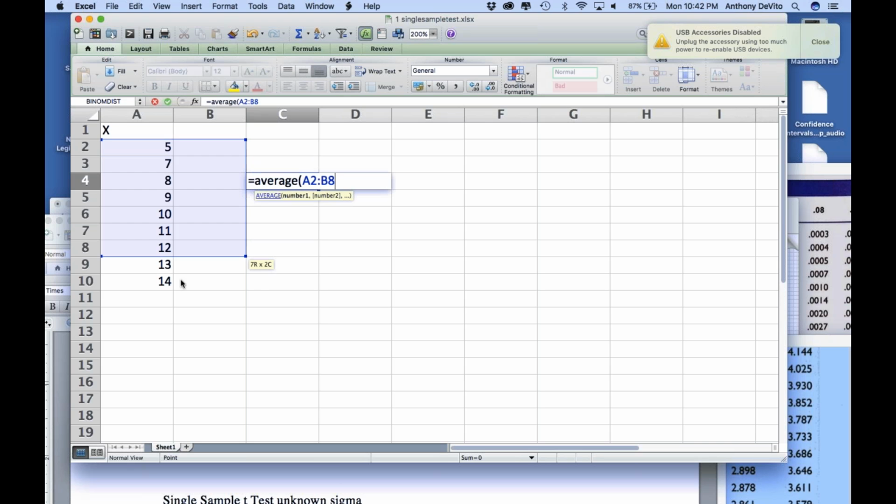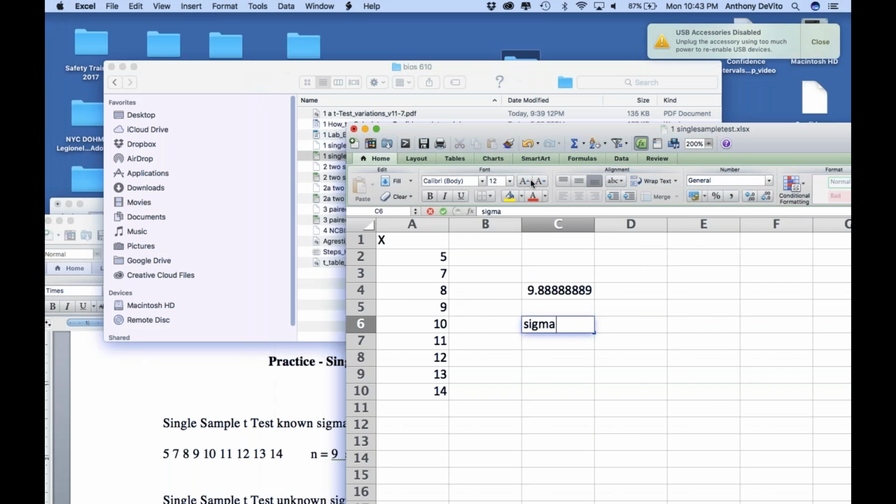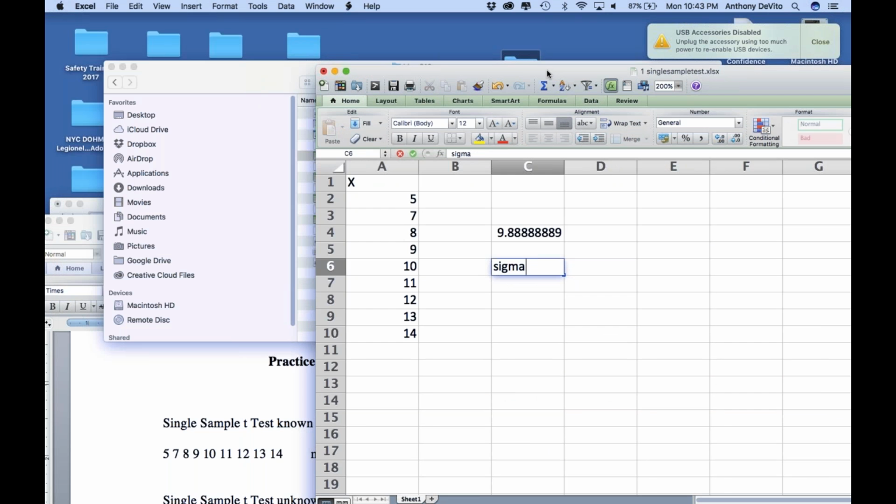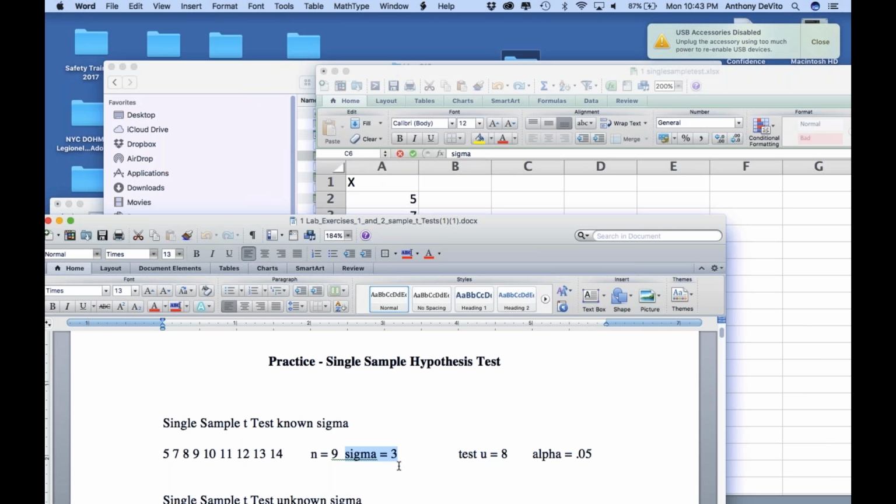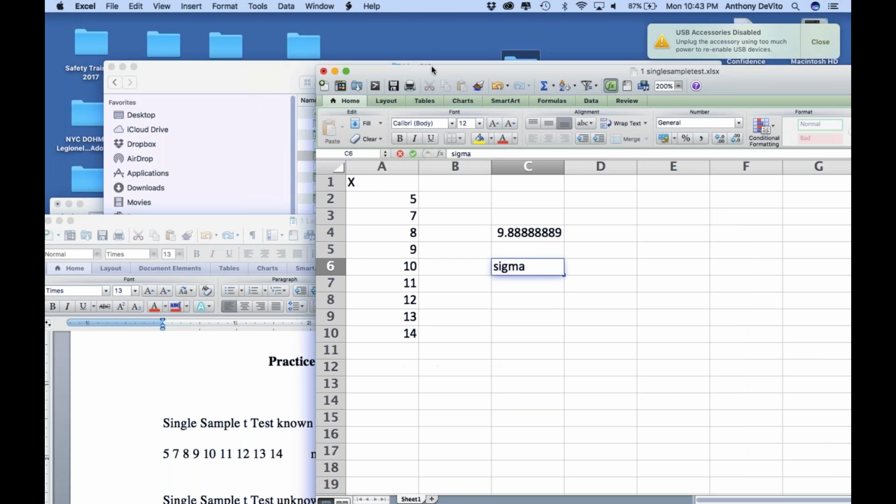Okay, the average is good, a little less than 10, 9.88. Now I'm going to take the standard deviation. Well, I don't need the standard deviation because I know what sigma is. Sigma is 3, and my sample size is 9.